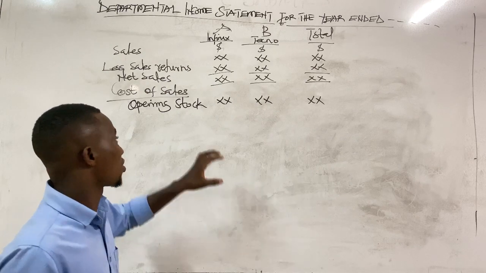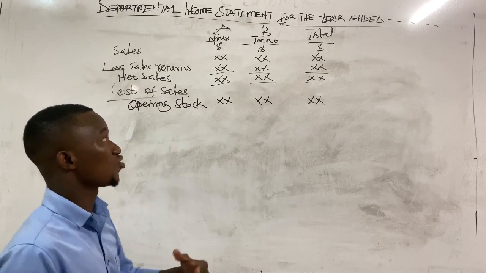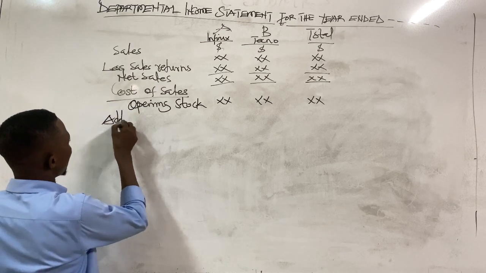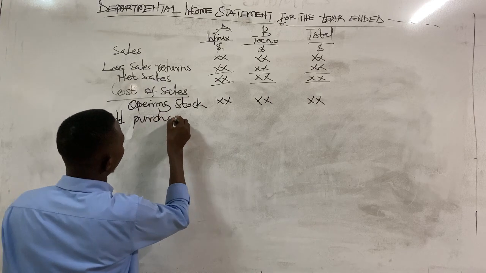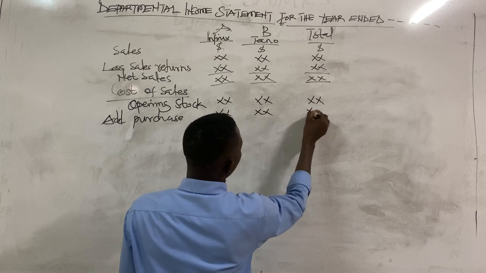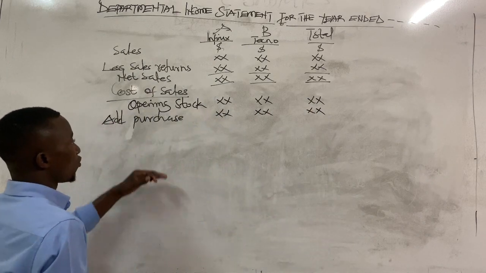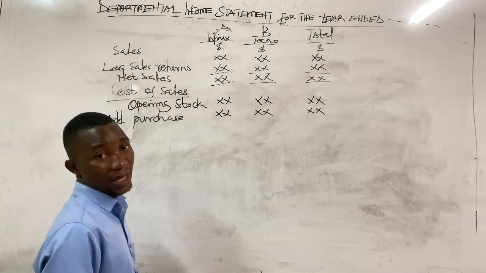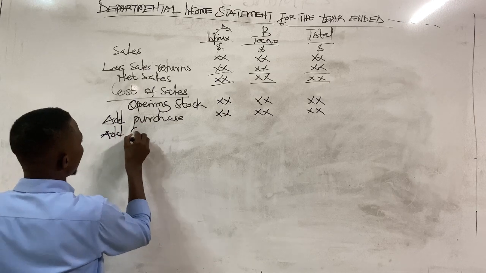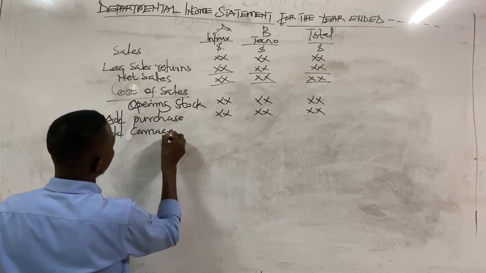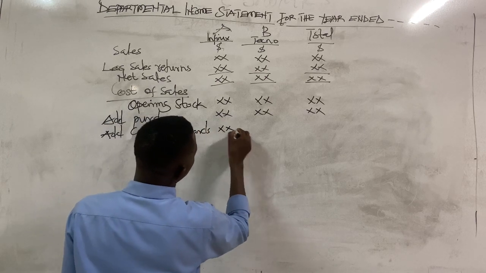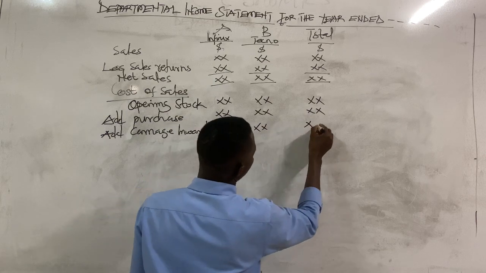And we may make purchases because the opening stock will not be enough to meet our customers' requests. So we may make another purchases, so we add our purchases. So the total will be here. When we add our purchases, if there is a carriage inwards, we add it and bring the total.